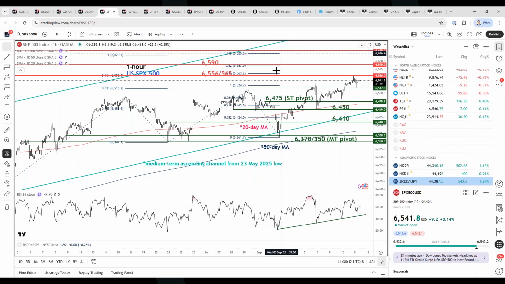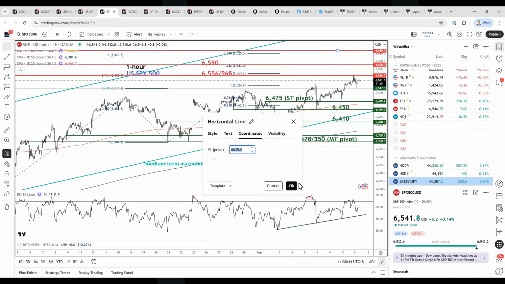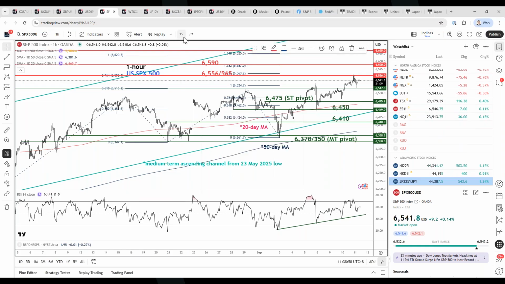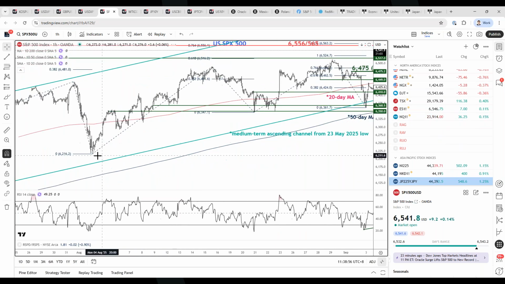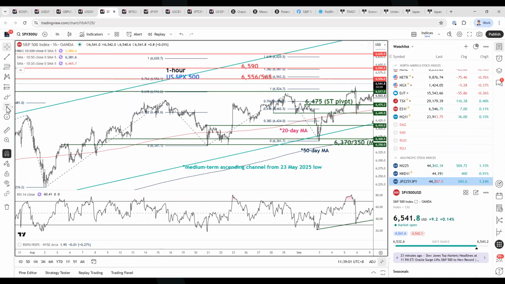Okay, should be, yes, 6,625. All right, let me do it. 6,625. Okay, so it's also confluence with 6,620, which is the one-time Fibo extension taken from the other low of 1st of August over here. Okay, so it's a Fibo extension cluster level.